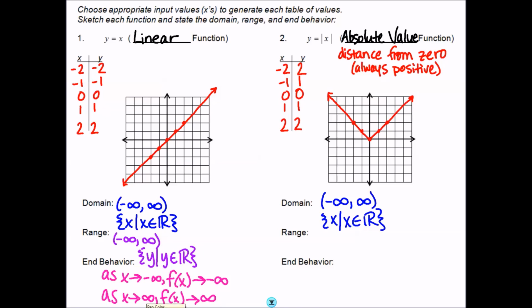For the range, the lowest that this graph goes is right here at 0. So the lowest it goes is 0. The highest the graph goes, both of these ends will continue up toward positive infinity. So the highest the graph goes is positive infinity. So in set notation, that's y such that y is greater than or equal to 0.